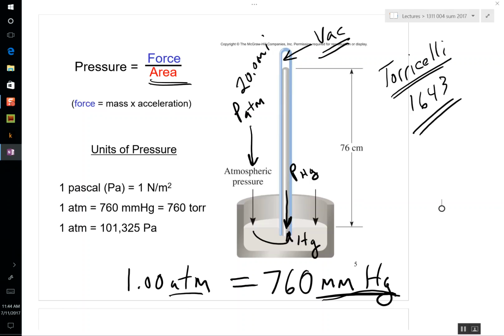In millimeters of mercury, and what you can see here is that 1 millimeter of mercury also equals 1 torr, and that's coming from Torricelli. So he has gotten a unit named after him, the torr.